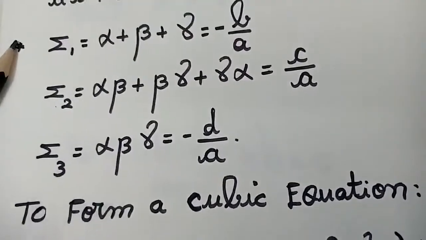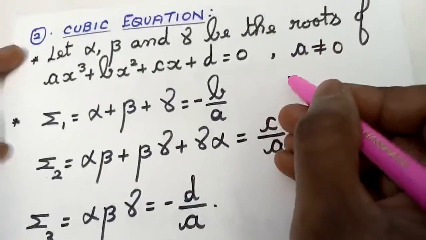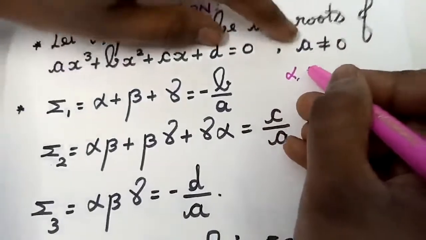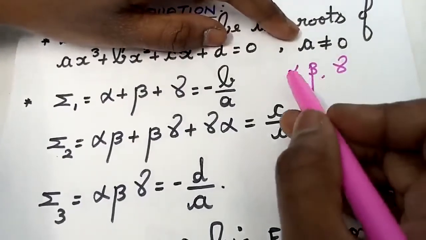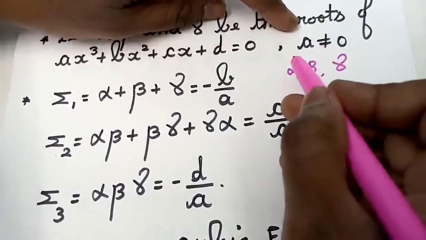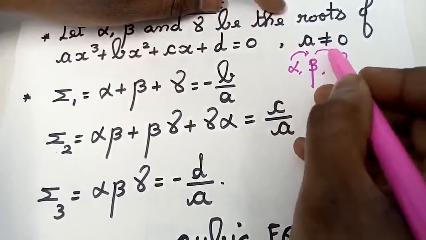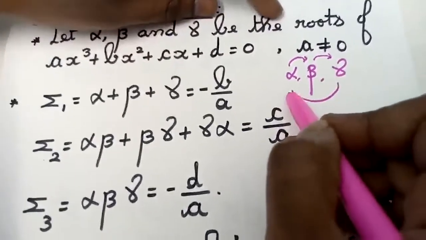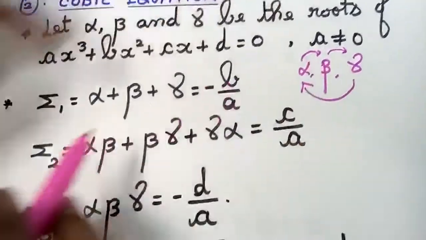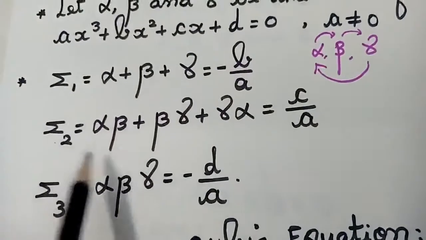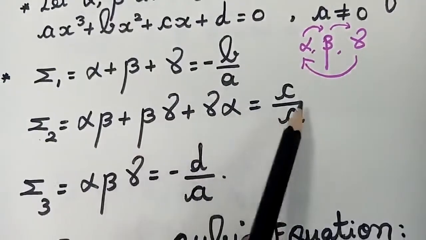So I'll tell you how to keep this in your mind. I'm having three roots here, alpha, beta and gamma: first one, second one and third one. You're going to write like this, that is alpha into beta, beta into gamma, gamma into alpha, that is 1, 2, 2, 3, 3, 1. Same way, alpha into beta plus beta into gamma plus gamma into alpha equal to c by a.